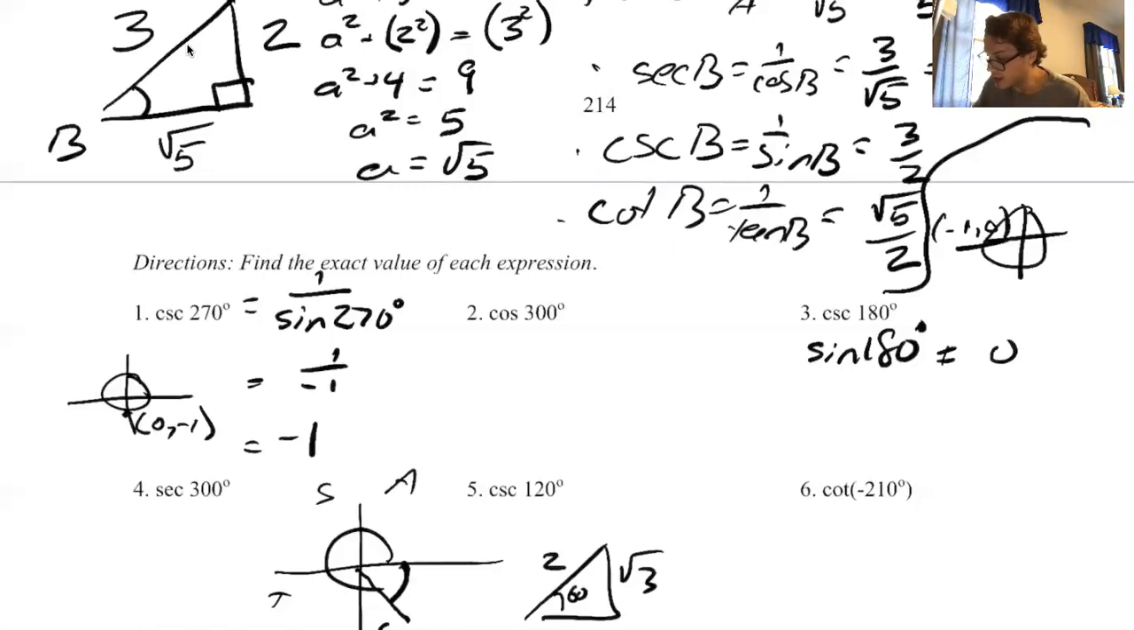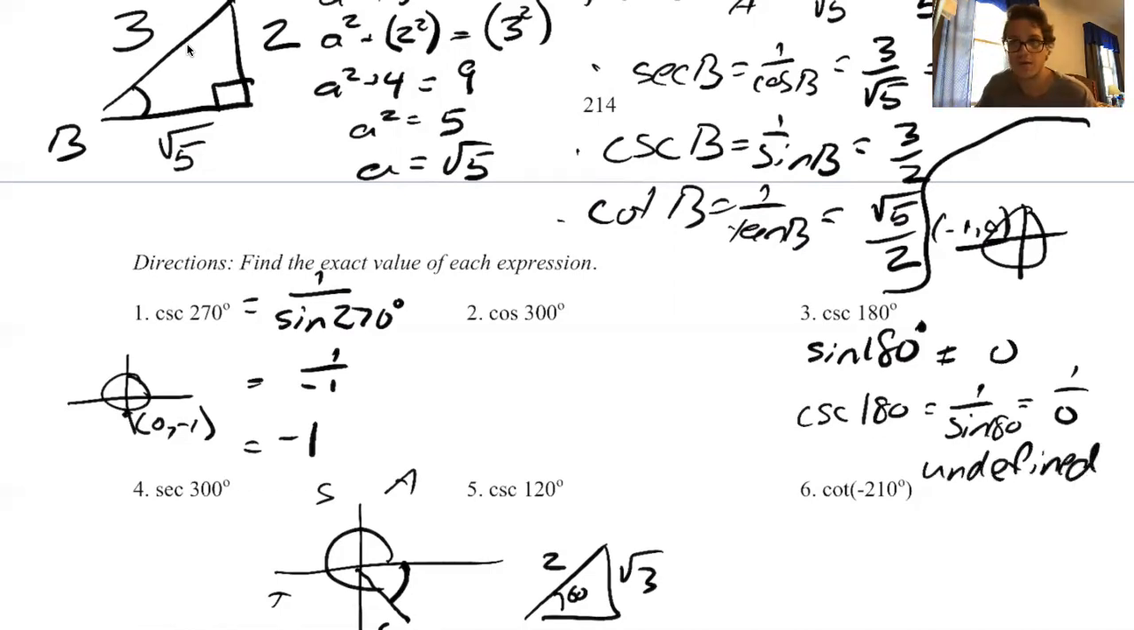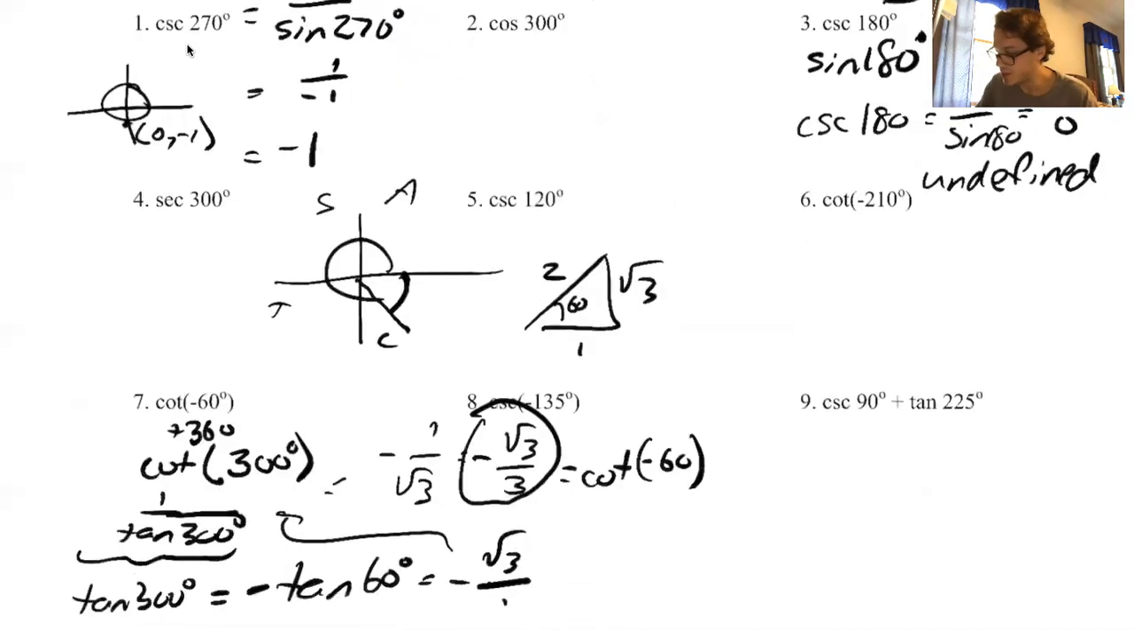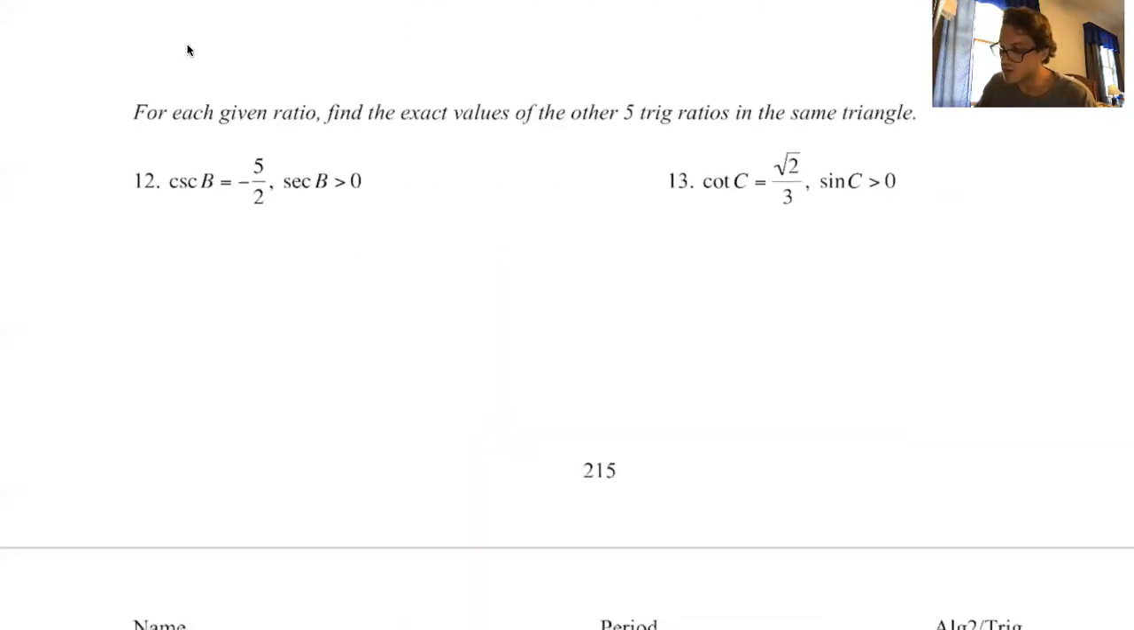So if cosecant is 1 over the sine of that, we get 1 over 0, which means this is what we talked about before, that cosecant of 180 is actually undefined in this case. All right, and that's perfectly fine. We can have an undefined value. So our strategy for these, again, is we just sort of break them down.